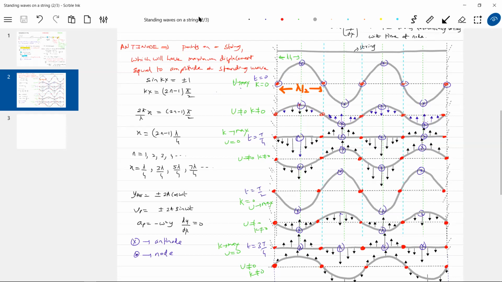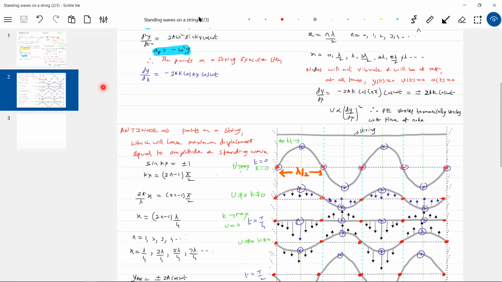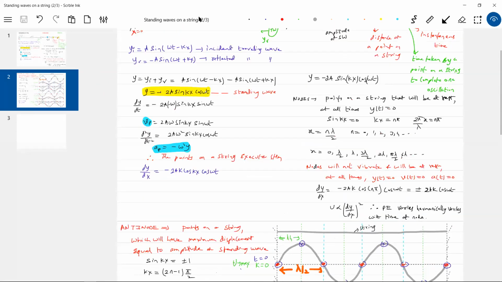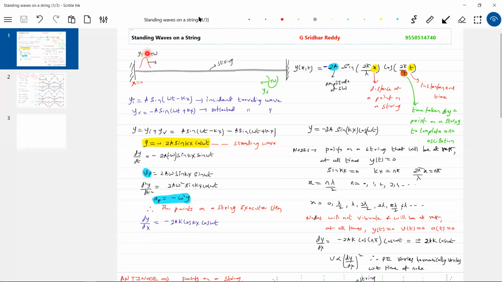Now, let me give one final conclusion. If I increase the frequency of the wave, who will increase the frequency? The frequency of the incident wave. Well, I'll send a traveling wave. It will get reflected. Continuously, I'll send a traveling wave, and the reflected wave will continuously come. Both will undergo superposition. Then we'll get this.